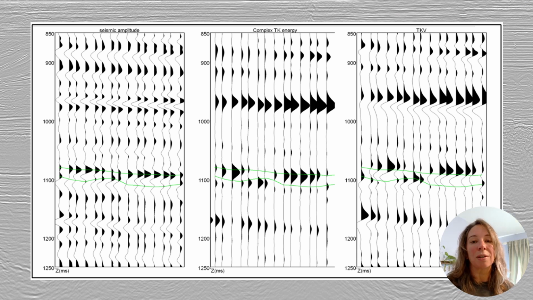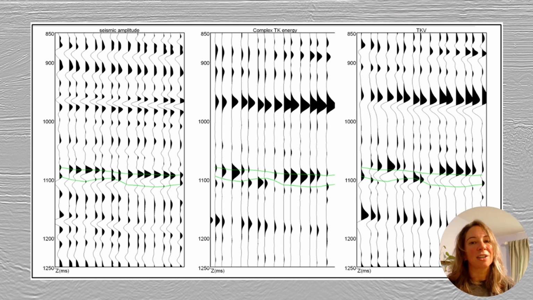So now in the middle panel, we're looking at the complex TK energy version of the same data. You can notice that it brought out that strong event around 1100 milliseconds in a slightly different way, so a different pattern that we're seeing. It's like turning up the contrast on a photo. The strong reflections really pop out now. And what's particularly great is how it smoothed out some of the high frequency noise while still preserving the important features. It's actually giving us a better picture of the energy distribution in our subsurface layers.